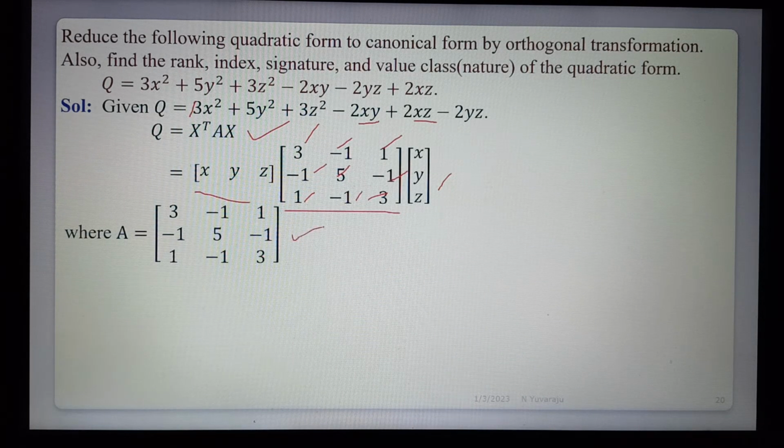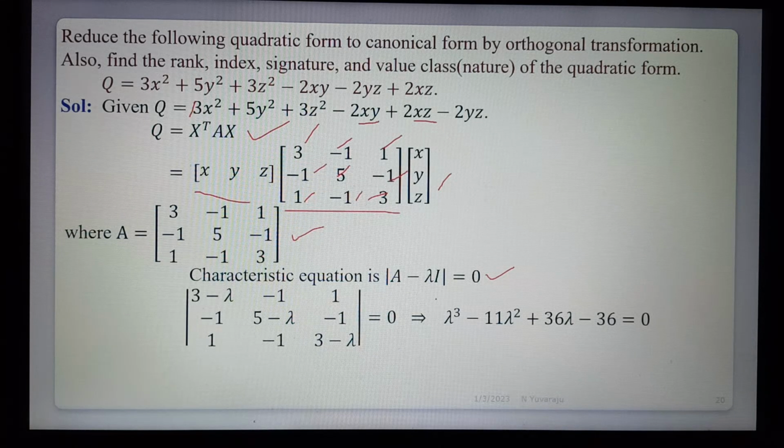Now, first finding the eigenvalues. The characteristic equation is determinant of A minus lambda I is equal to 0. So you have 3 minus lambda, -1, 1; -1, 5 minus lambda, -1; 1, -1, 3 minus lambda, is equal to 0. This is the characteristic equation. Solving this equation, we get the eigenvalues: lambda is equal to 2, 3, 6. Next, for each eigenvalue we have to find the eigenvectors.